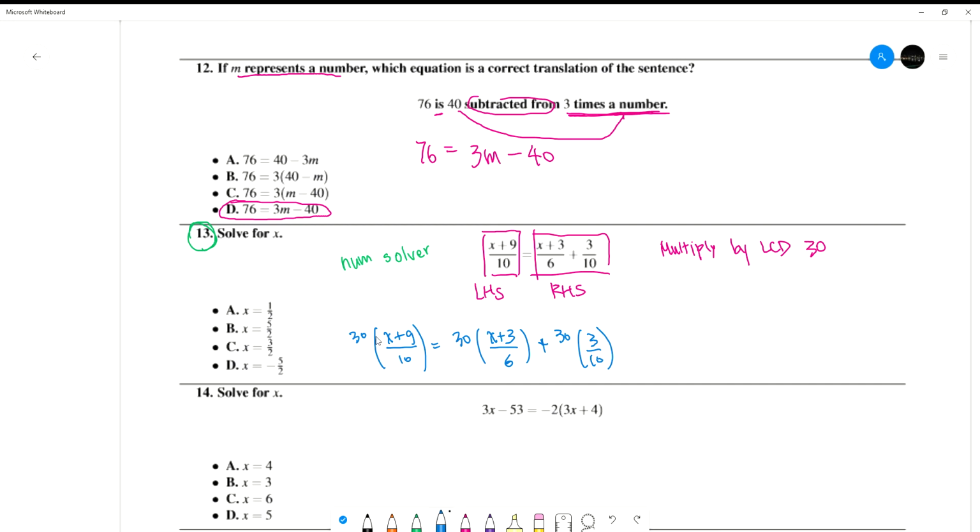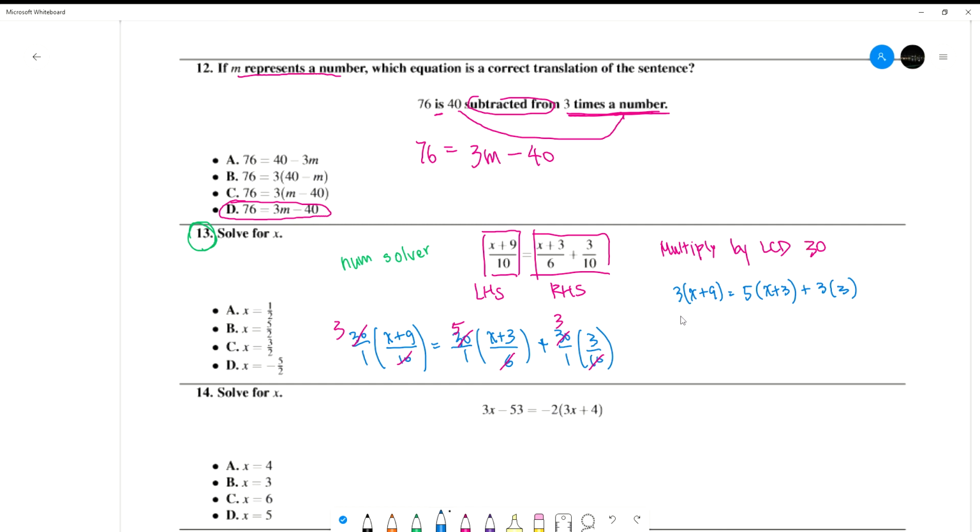Okay, let's see what happens here. Remember, this is multiplication. This is 30 over 1, right? So I see that the 10 goes into the 30 3 times. The 6 goes into this 30 5 times. And this 10 goes into this 30 3 times. So now we have, over here on the right, I have 3 times x plus 9 is equal to 5 times x plus 3 plus 3 times 3. This is much easier now that the fractions are all cleared out.